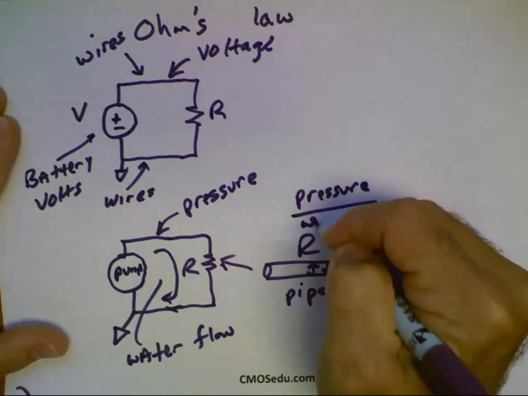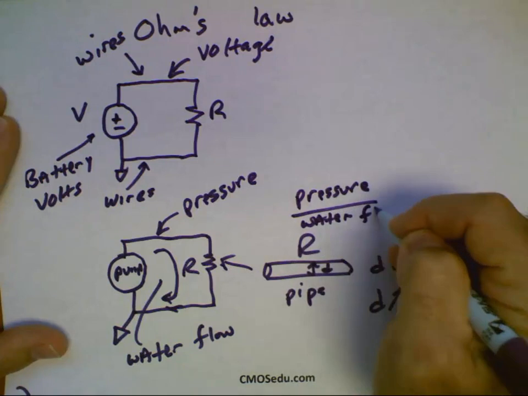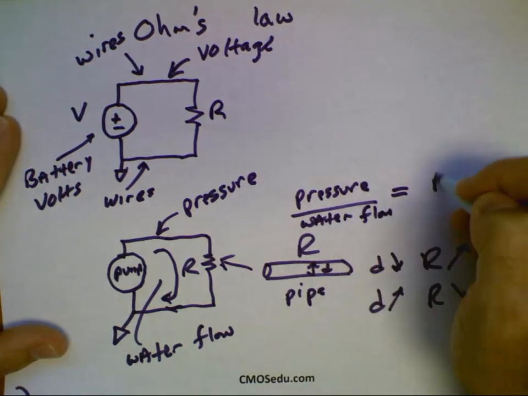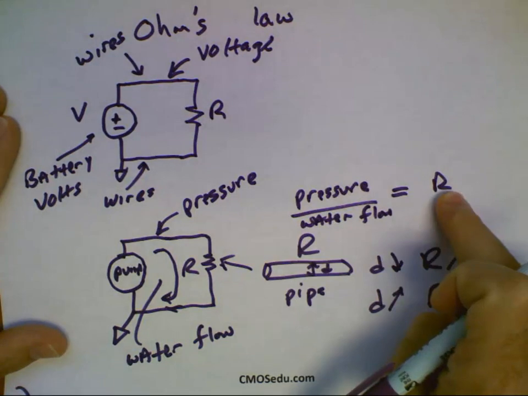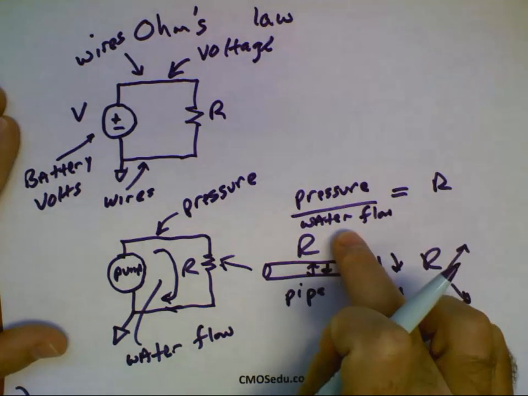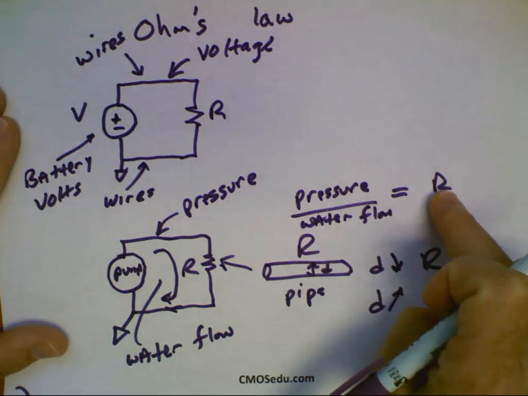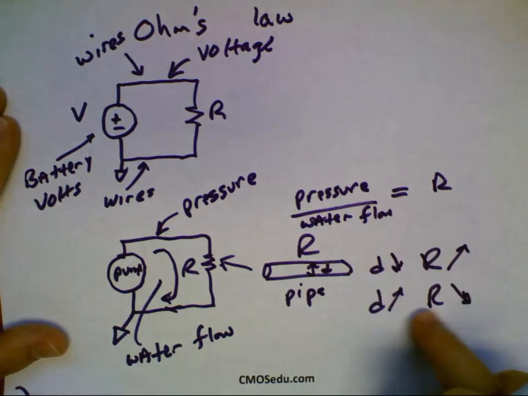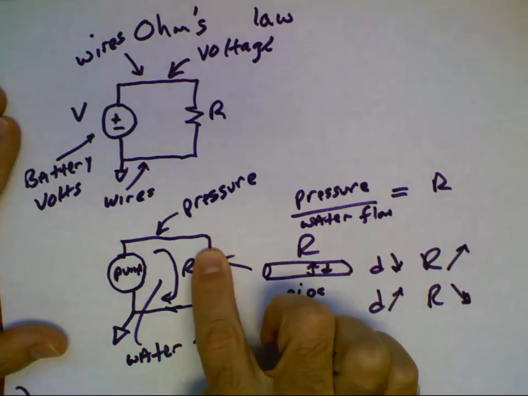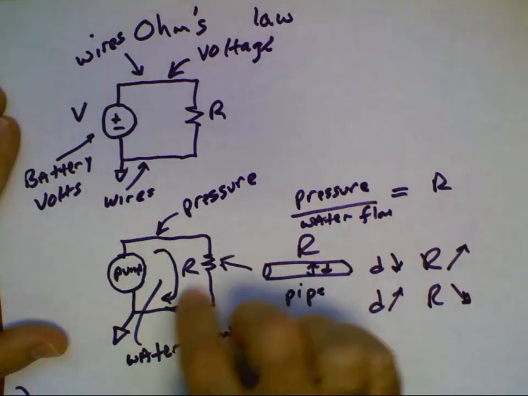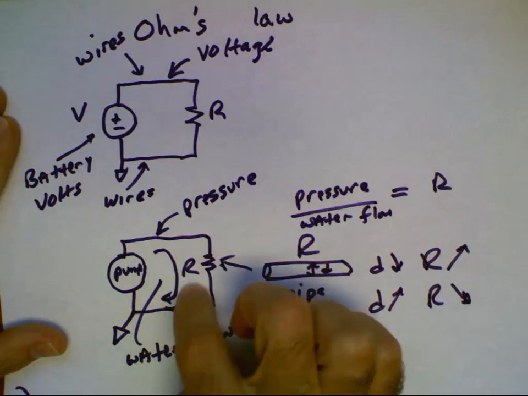and we divide by the water flow, we get some resistance. So if the water flow increases, that means that the resistance is going down. If the water flow decreases, that means this resistance is going up. So we're just repeating what we have. Notice that without the pipe here and without a closed system, we can still have pressure but no water flowing.